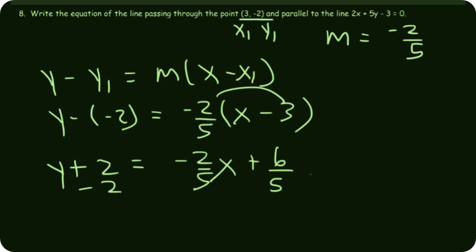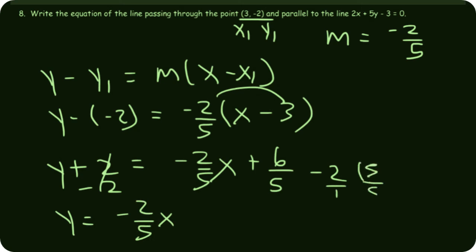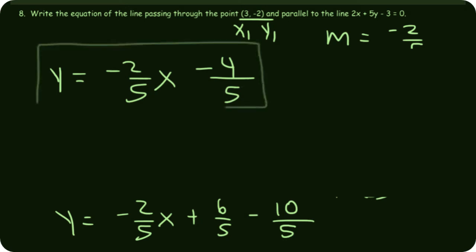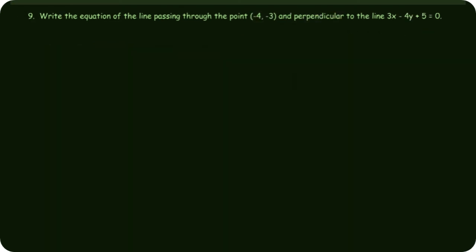And now let us subtract both sides by 2. Now 2 over 1, I am going to multiply this by 5 over 5 to get a common denominator. So negative 2 is the same as negative 10 over 5. Now 6 minus 10 is negative 4. This is going to be negative 4 over 5, and this is the answer. So that is the equation of the line in slope-intercept form.